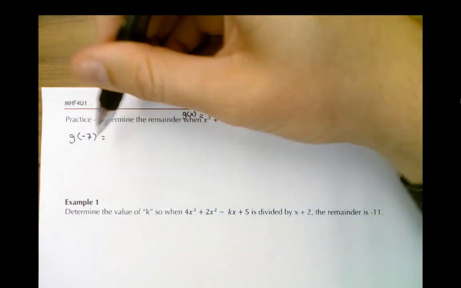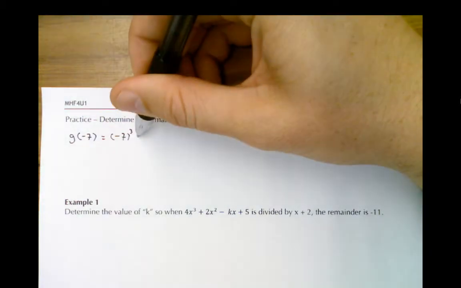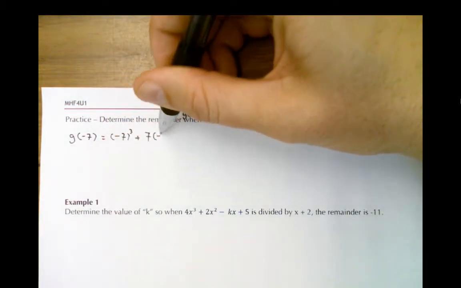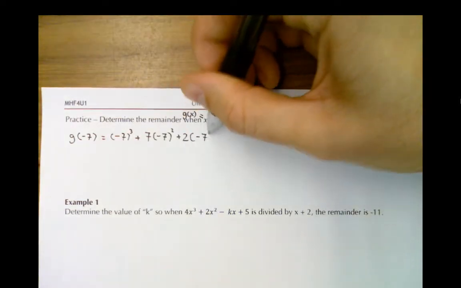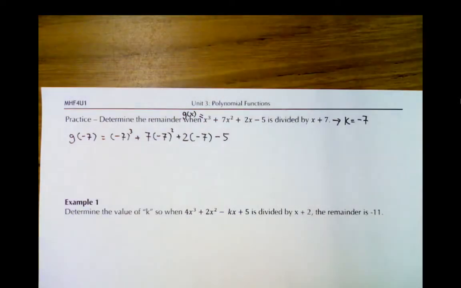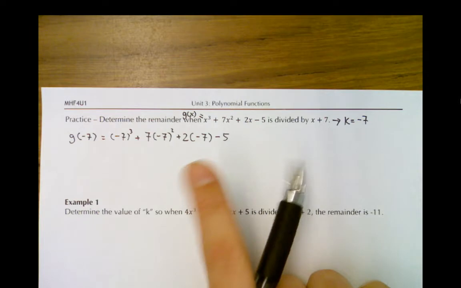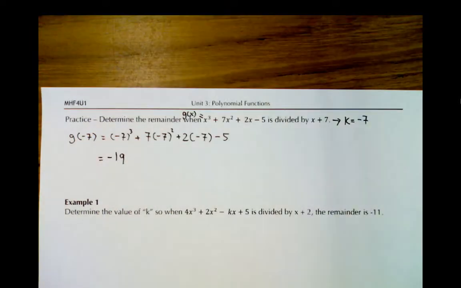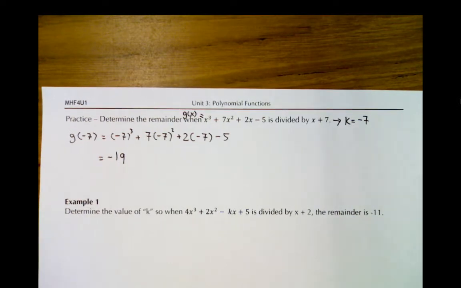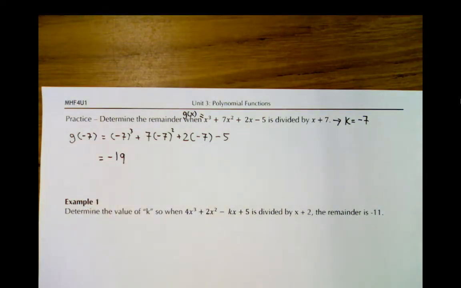So that would be negative 7 cubed plus 7 times negative 7 squared plus 2 times negative 7 minus 5. And if we plug that directly into our calculator, we should be able to come to a single number, and that single number answer is negative 19. And if we were to do the division, we should come up with negative 19 as a remainder. And we could check that by doing synthetic division.